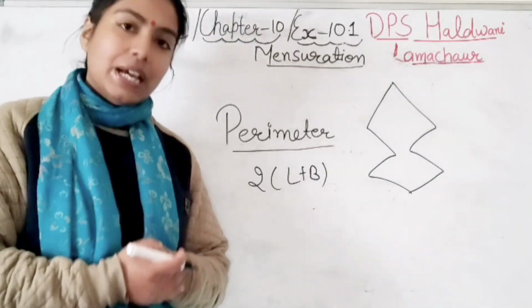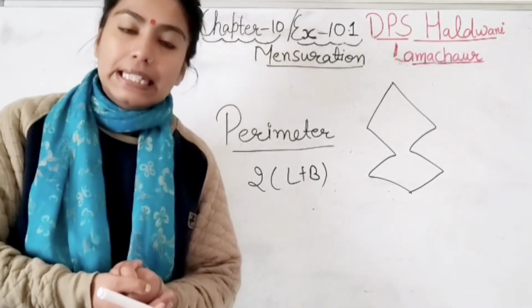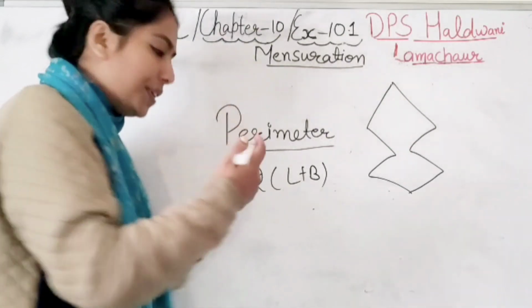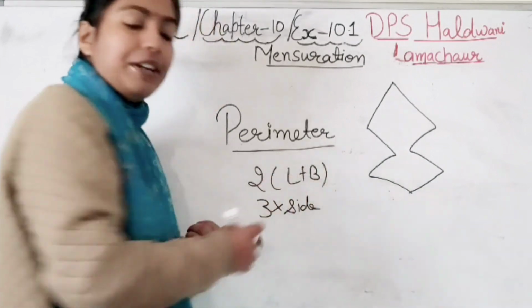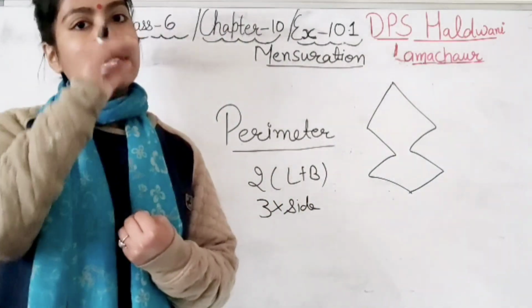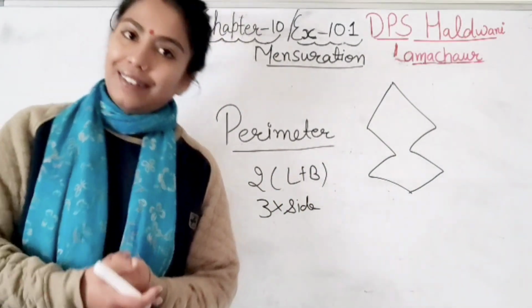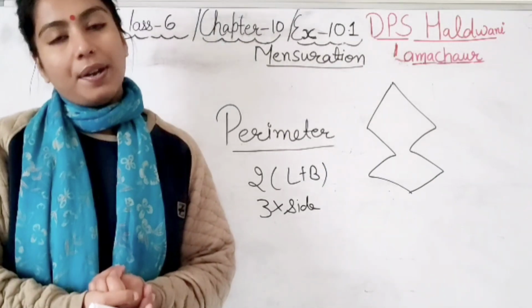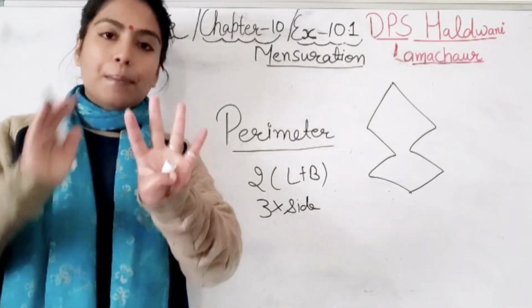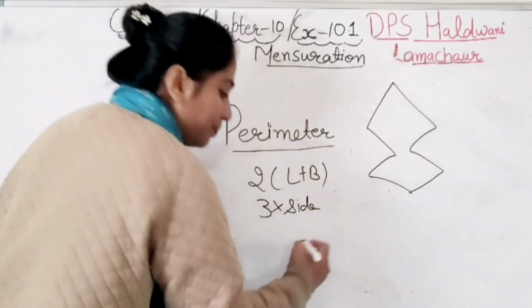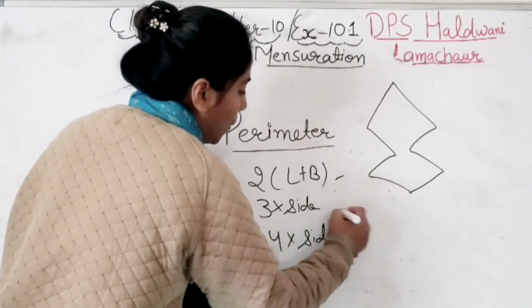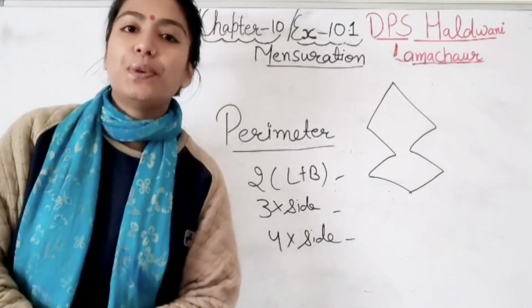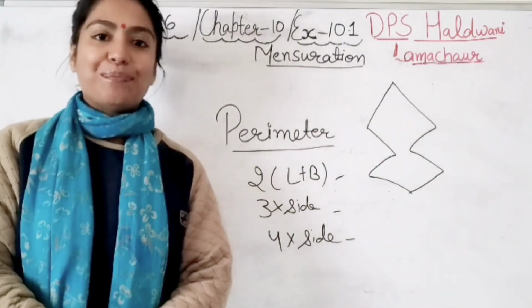Everyone knows, right? What is perimeter of triangle? Perimeter of triangle is 3 into side if it is an equilateral triangle, or if it is not an equilateral triangle, then side plus side plus side. Right student? Perimeter of square, how many sides? 4 sides. But all sides are same, so 4 into side. That's it student. Only these 3 formulas based questions we'll do in exercise 10.1.